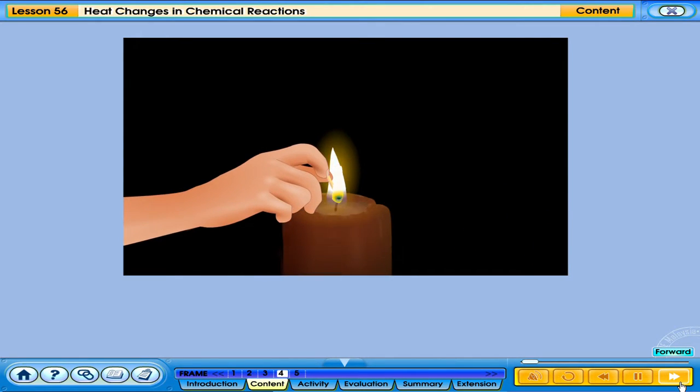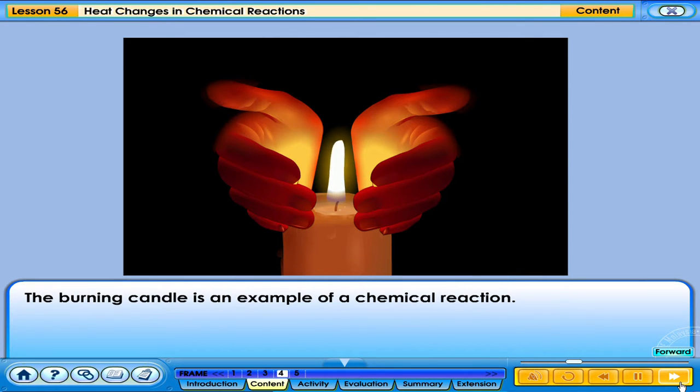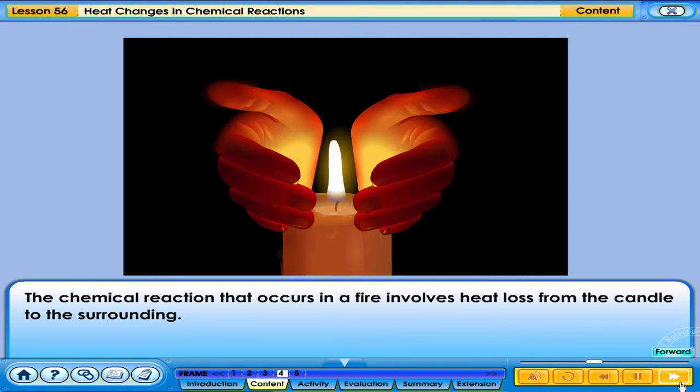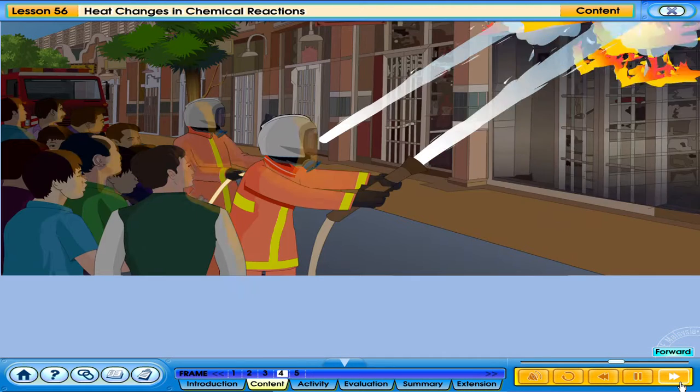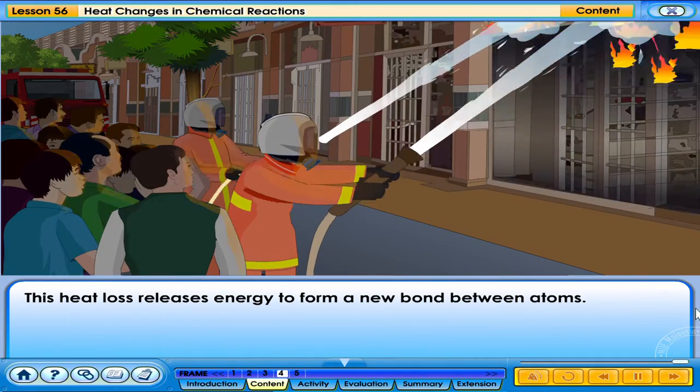This is the flame of a burning candle. If we let our hand get close enough to the flame, we can feel the heat from it. The burning candle is an example of a chemical reaction. The chemical reaction that occurs in a fire involves heat loss from the candle to the surrounding. The same phenomenon occurs when a house is on fire. This is an example of a much larger scale of a chemical reaction. This heat loss releases energy to form a new bond between atoms. Can you name other examples of heat loss reaction?